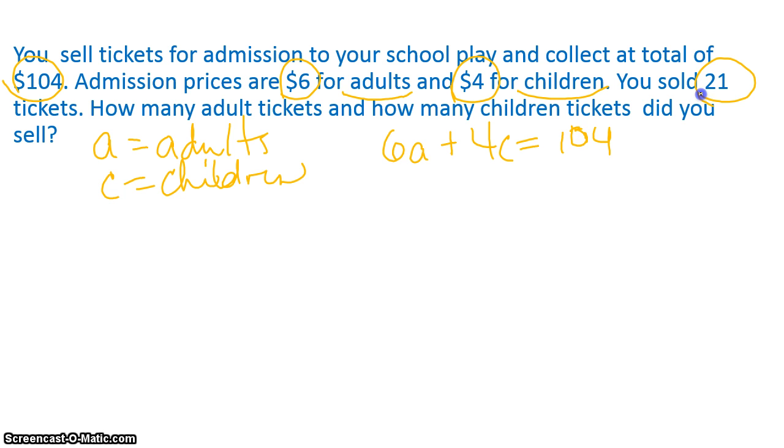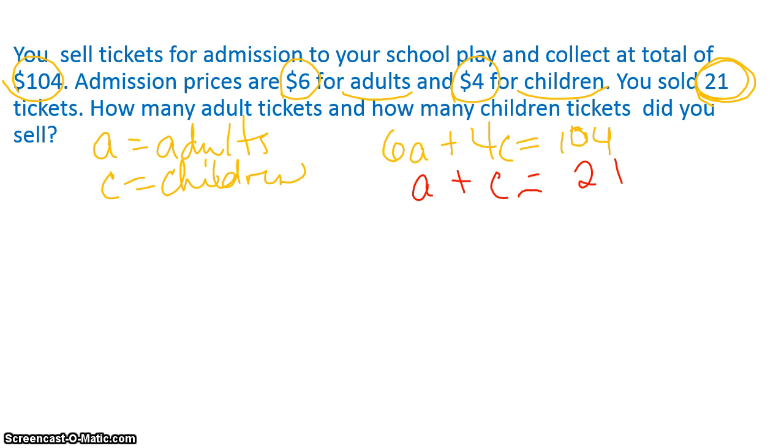My second equation is going to be the 21, the amount of tickets that we sold. We sold 21 tickets that consisted of the adults and the children. So the ticket amount consisted of adults and children, which was a total of 21. Okay, so now we have our setup, so we're ready to go here.